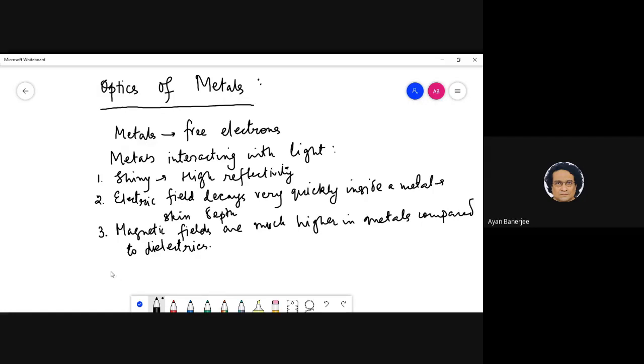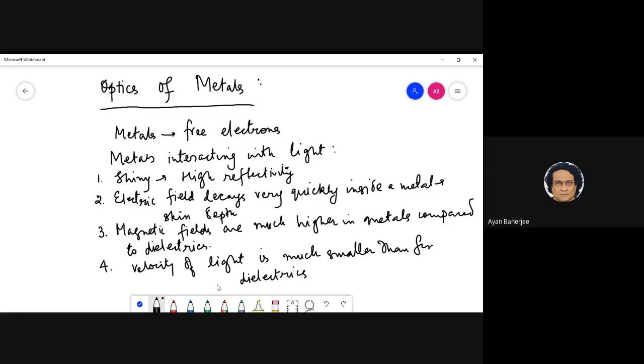And the other consequence, which of course you may not know, but we are going to show, is that the velocity of light is actually much smaller inside the metal. So these are the basic things which we are now going to cover.